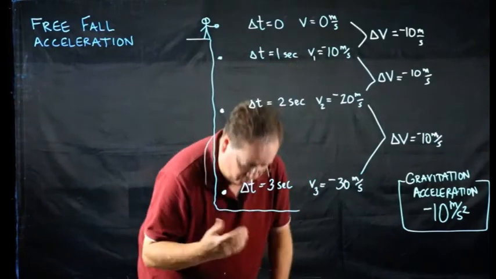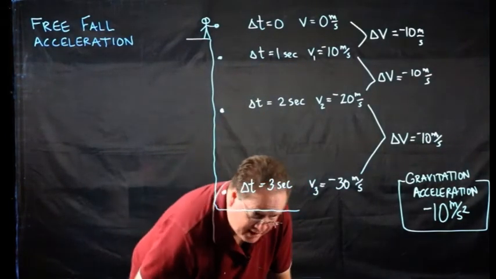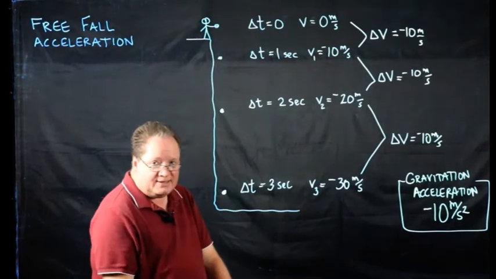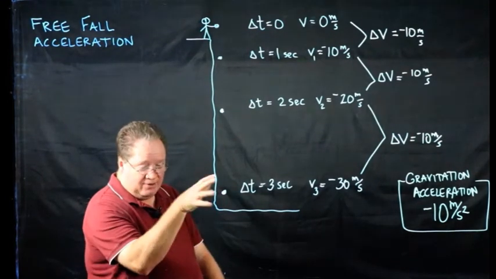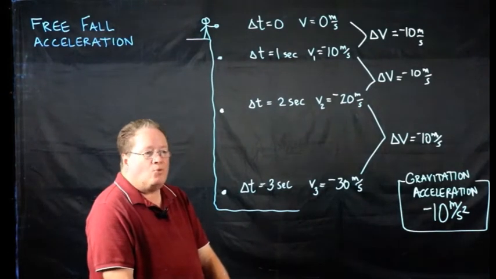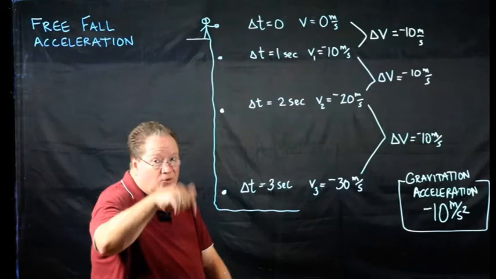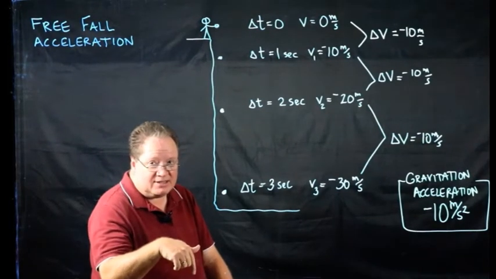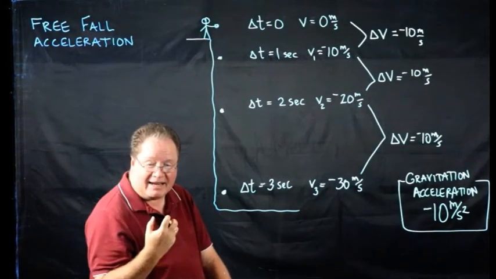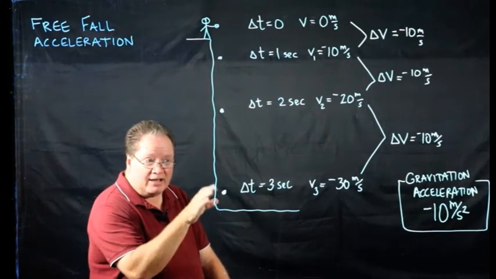On Earth, because of the gravitational force that's acting on every object, we always see accelerations that are right about -10 meters per second squared. Why do we make it negative? Because it's always downward. Gravitational acceleration never pushes us off the planet, thankfully. It always pulls us back down. And it will not change.